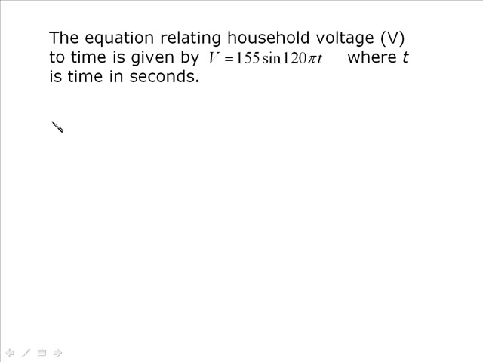Here we have the equation relating household voltage, V, to time is given by V is equal to 155 sine 120 pi t, where t is time in seconds. So those of you who have taken some electricity will know that you do get a real fast cycle rate on voltage and current for alternating current.